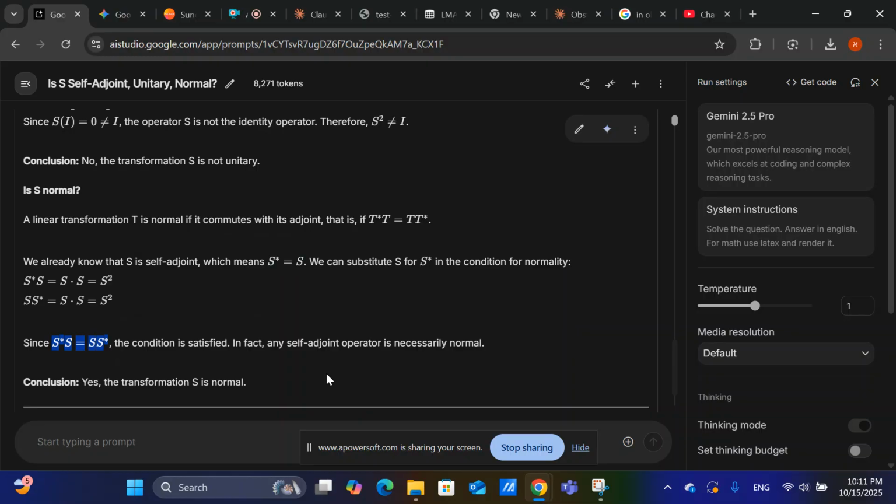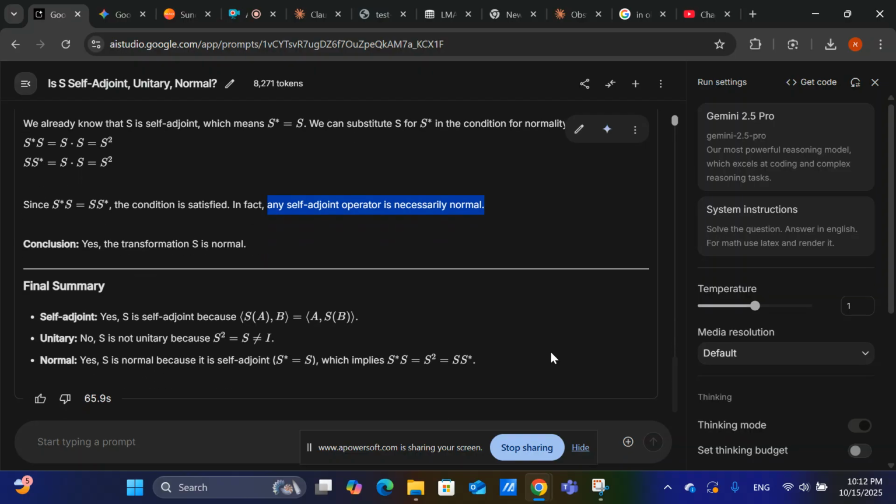Remember that self-adjoint is by definition a type of normal matrix, a type of normal transformation. So we should have expected this. Any self-adjoint operator is necessarily normal. So yes, S is normal.